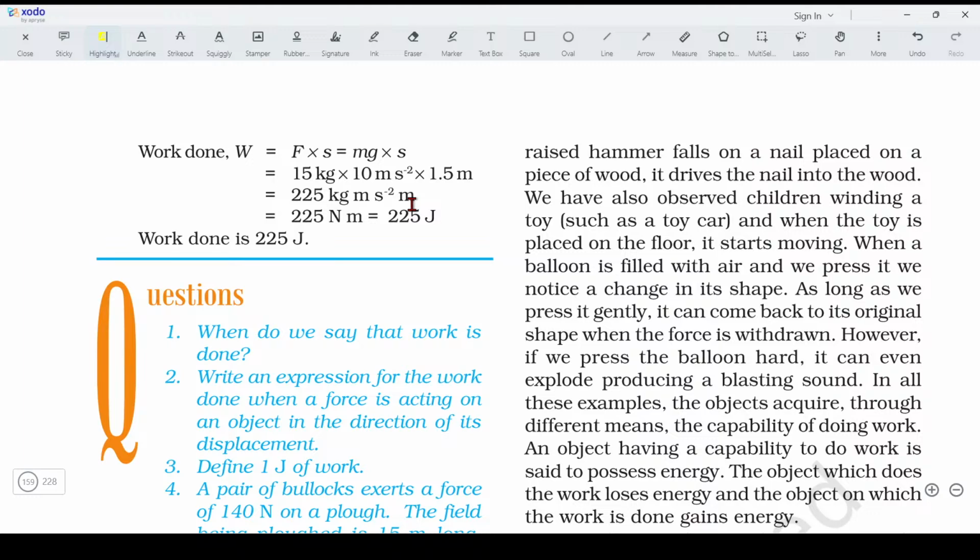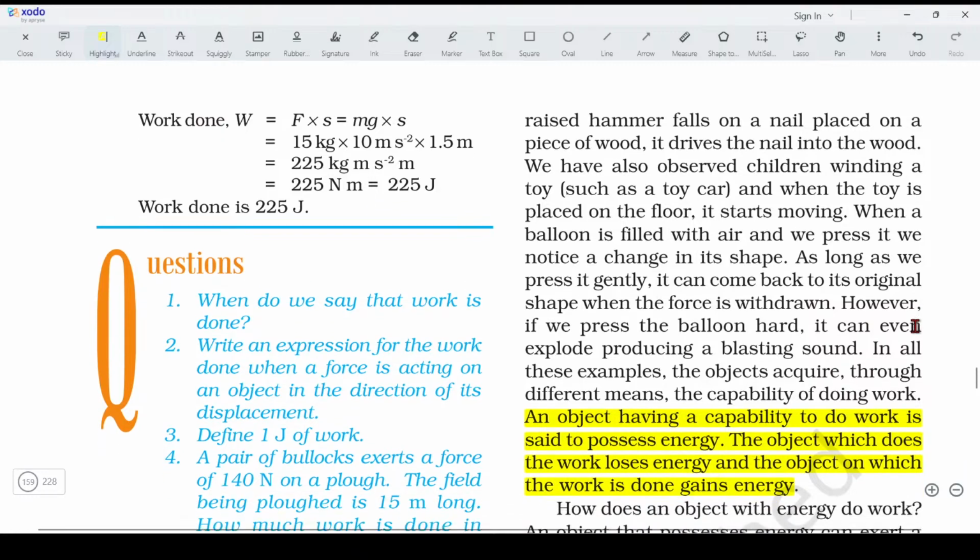When a balloon is filled with air and we press it, we notice a change in its shape. As long as we press it gently, it can come back to its original shape when the force is withdrawn. However, if we press the balloon hard, it can even explode producing a blasting sound. In all these examples, objects acquire through different means the capability of doing work. An object having the capability to do work is said to possess energy. The object which does the work loses energy, and the object on which work is done gains energy.